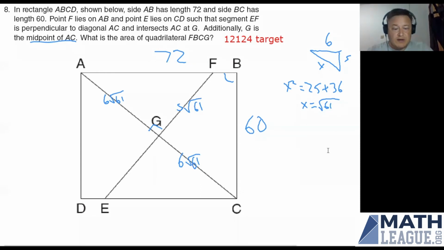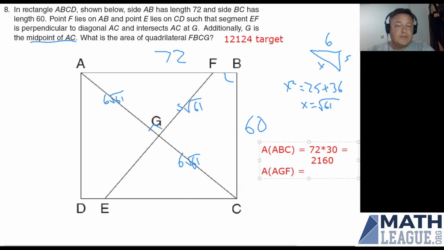So let's just write that over here. The area of ABC is going to equal half of that 72 times 60 that we have, or 72 times 30 would be another way that we could write that. And 72 times 30 is going to equal 2,160. We know the area of triangle AGF.